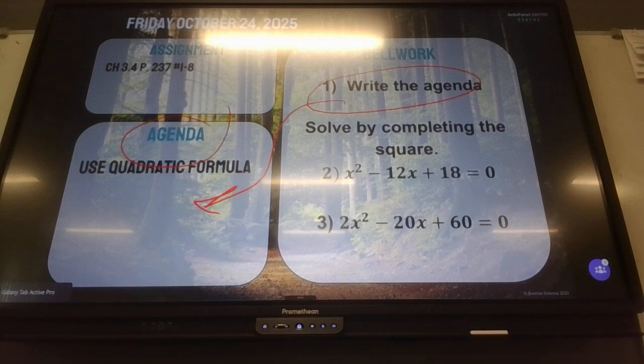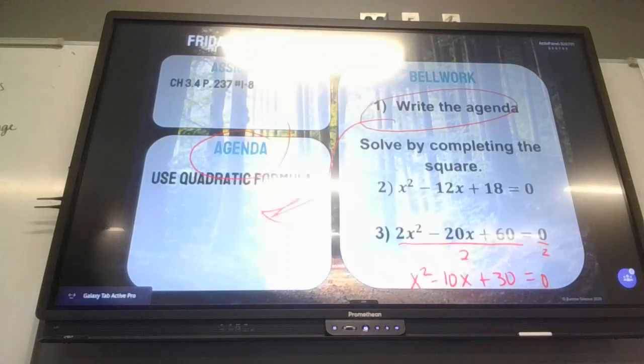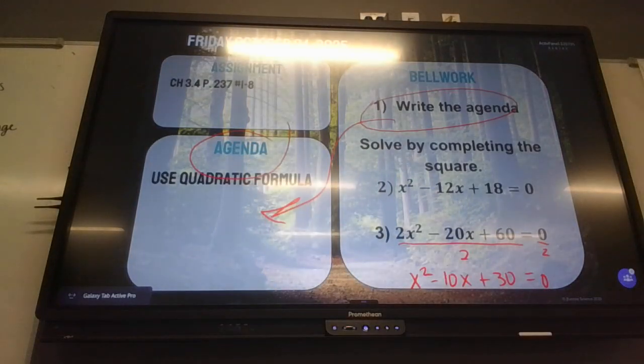I'm sorry, number 3. You can just divide everything by 2. And then you're at x squared minus 10x plus 30. And you do the whole process with the numbers divided by 2. Yep, do the same thing, but we're using 10 and 30. X squared minus 10x plus 30.